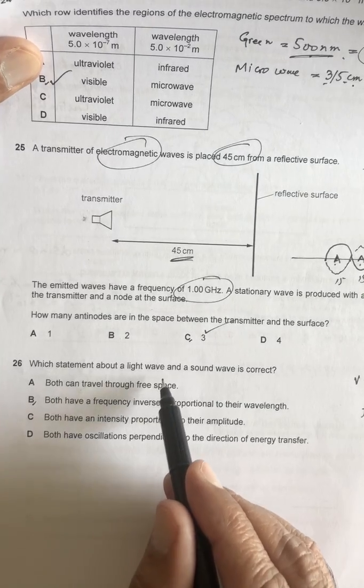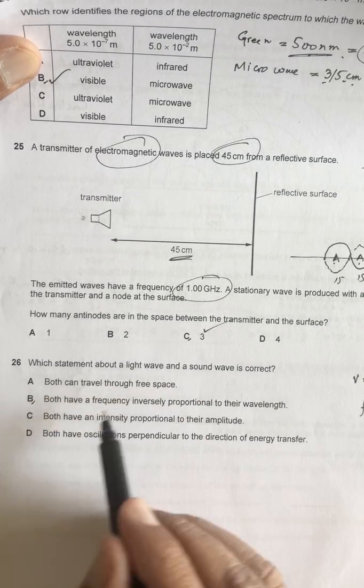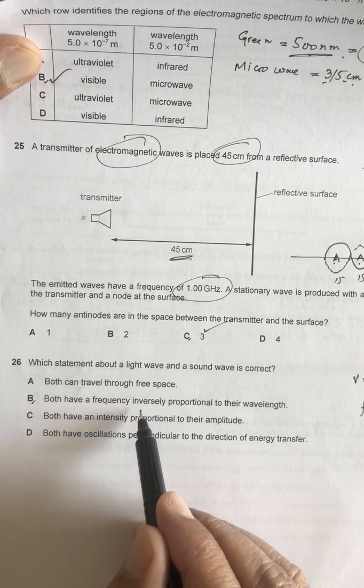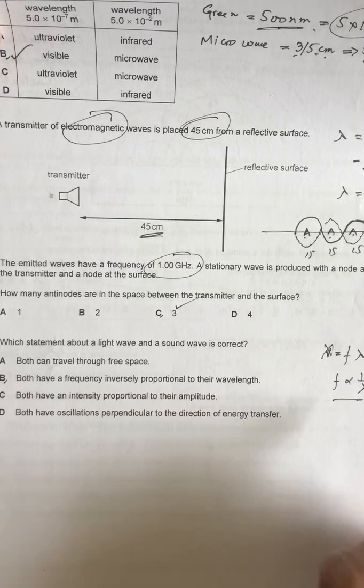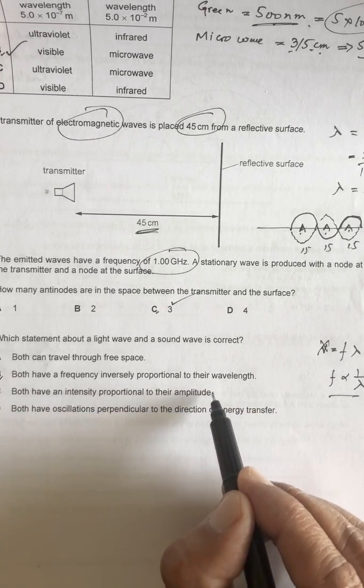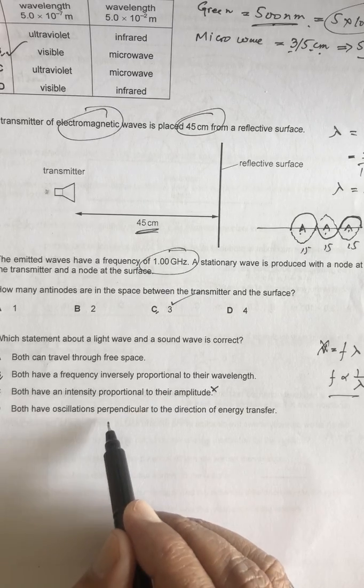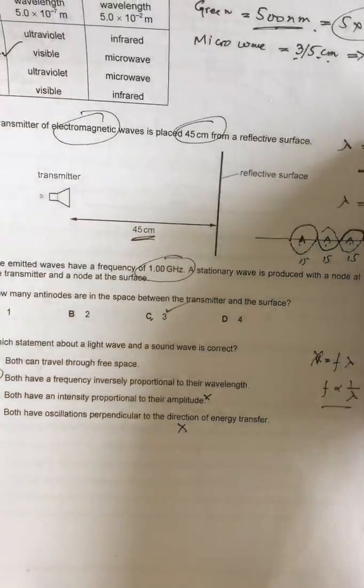Next question is, which statement about the light wave and the sound wave is correct? Both can travel through space? No. Both have frequency inversely proportional to lambda? Yes, because V is equal to f lambda, and when speed is constant, f is inversely proportional to lambda. Both have intensity proportional to amplitude? No, amplitude squared. Both have oscillation perpendicular? No. So B is the answer.